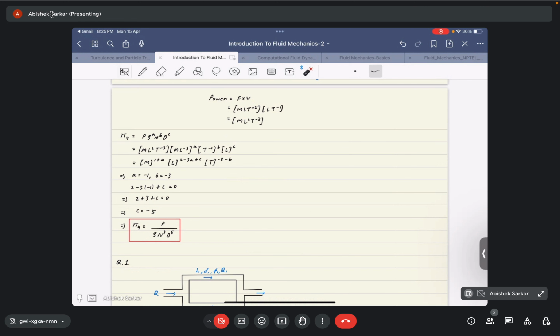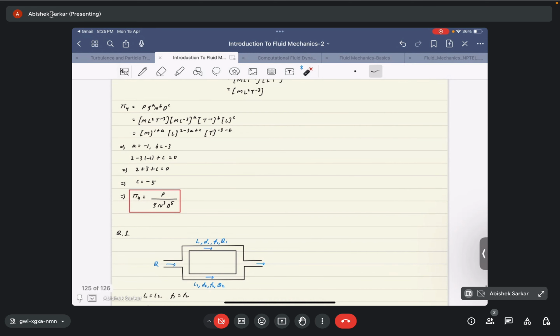Okay, something that I myself have done here. So the dimensions of power is ml squared t to the power minus 3. Density is ml to the power minus 3. For n it is t to the power minus 1, and for d it is l. Again, use the similar steps. Then take all the powers in common. So we will have m to the power 1 plus a, l to the power 2 minus 3a plus c, and t to the power minus 3 minus b.